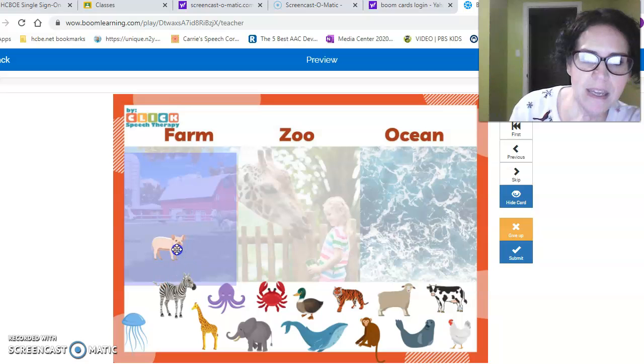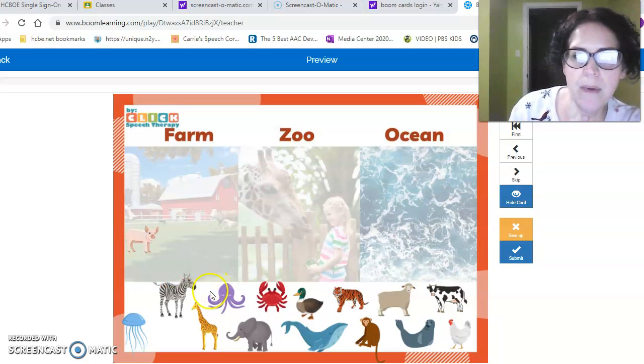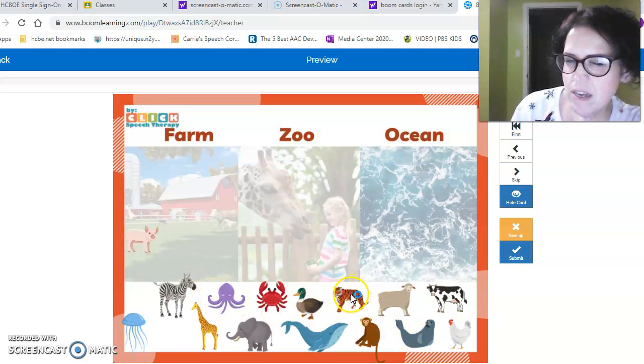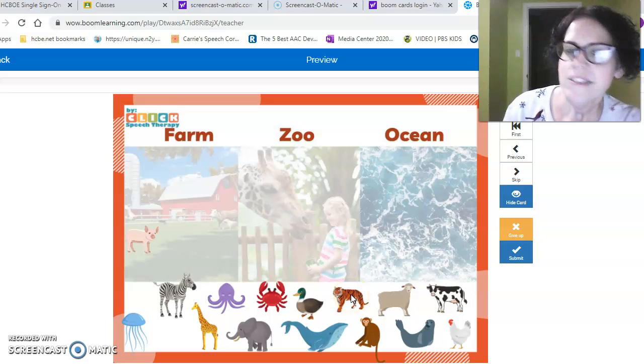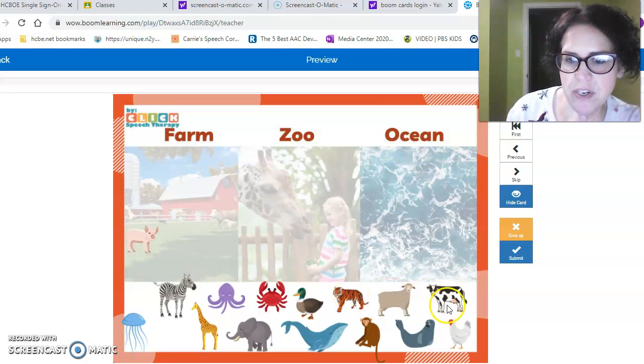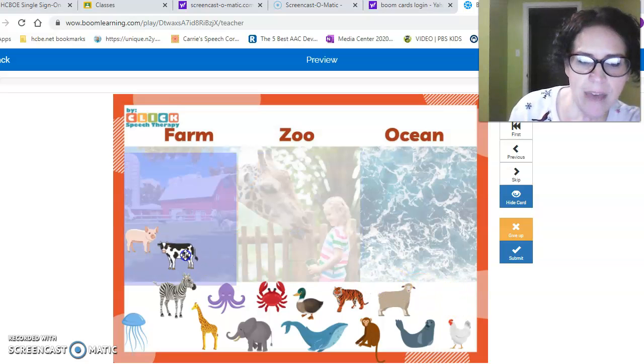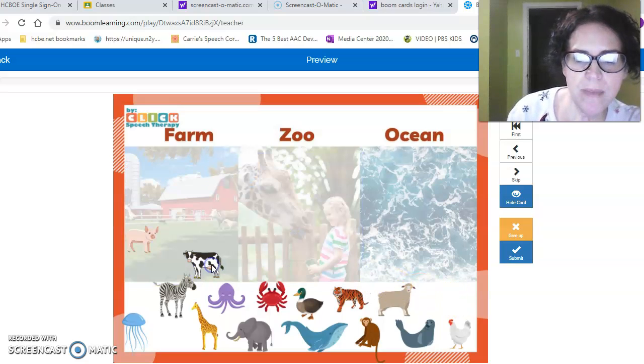Let's see, pigs live on a farm. Who else do we see on a farm? Do you think we see tigers on a farm? No, I don't think so. Tigers aren't on a farm. What about a cow? Cows are on farms. We get milk from cows.